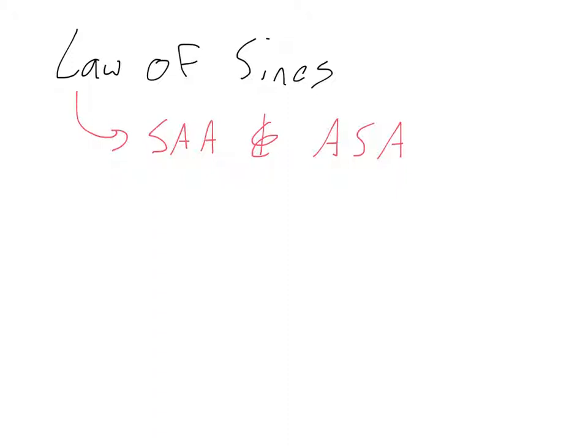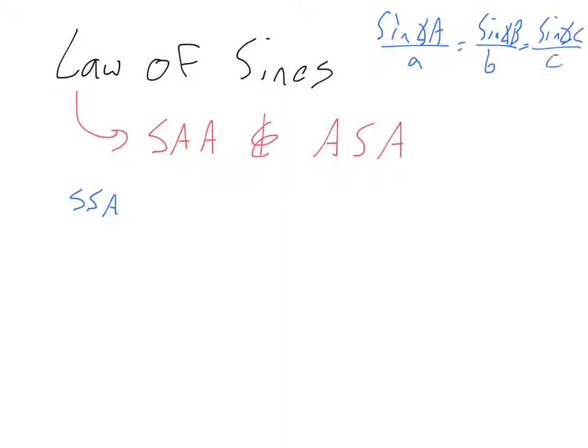Now, on the other hand, when we have SSA, and law of sines, by the way, I'm just going to write it up here. It says that sine of angle A over side A is equal to sine of angle B over side B, which is equal to sine of angle C over side C. And that works for any triangle, no matter whether it's a right triangle or not.